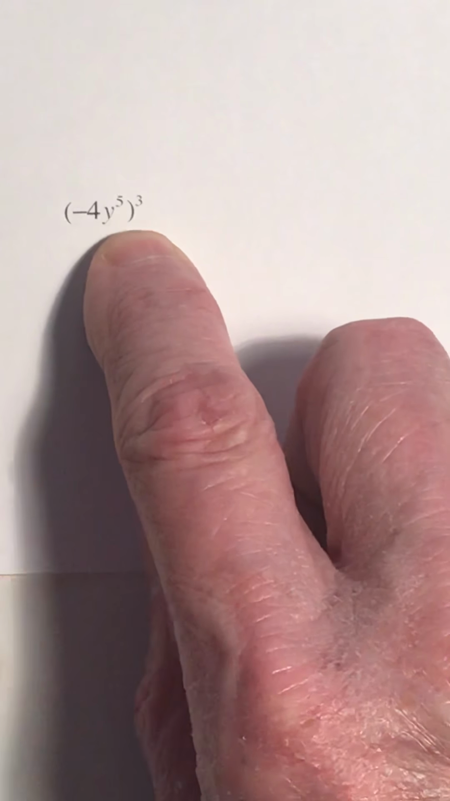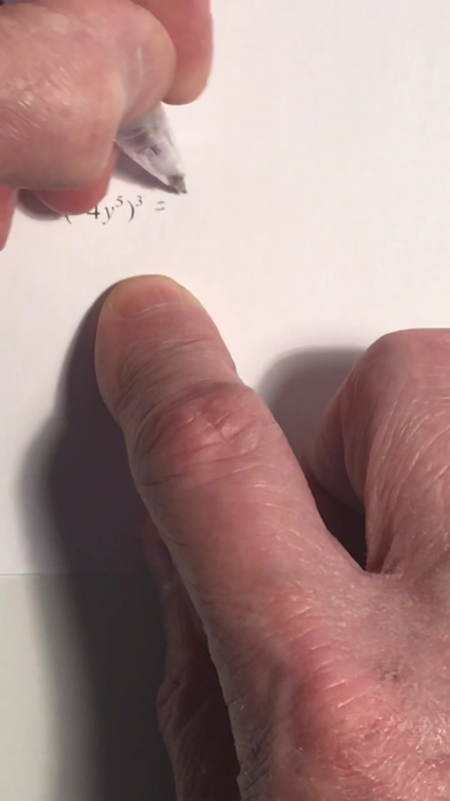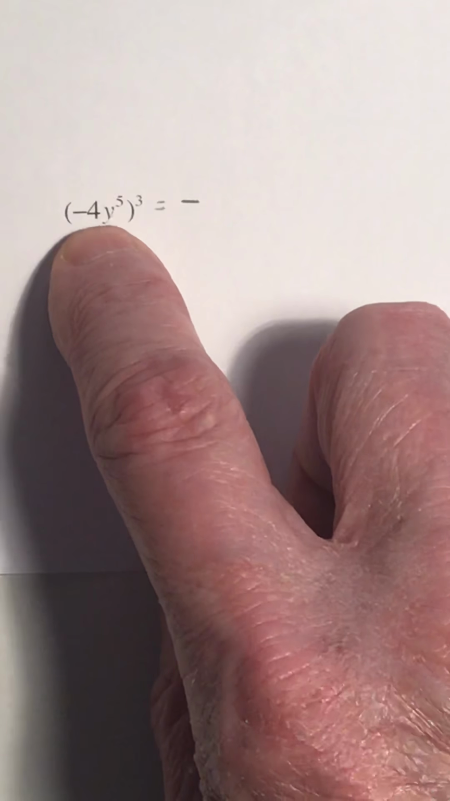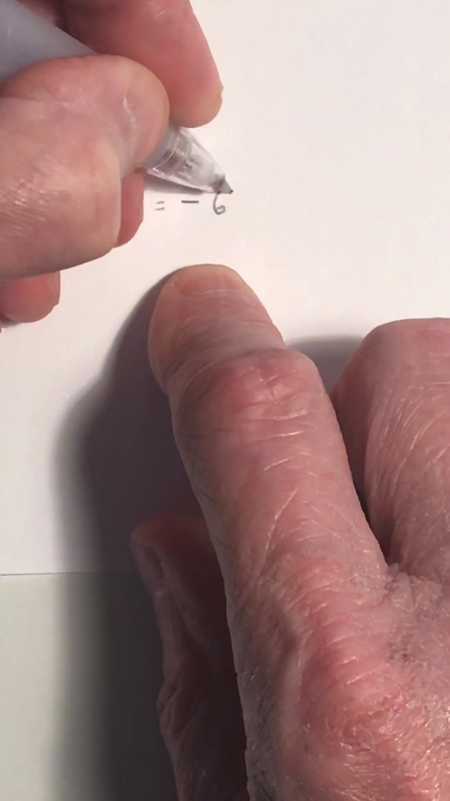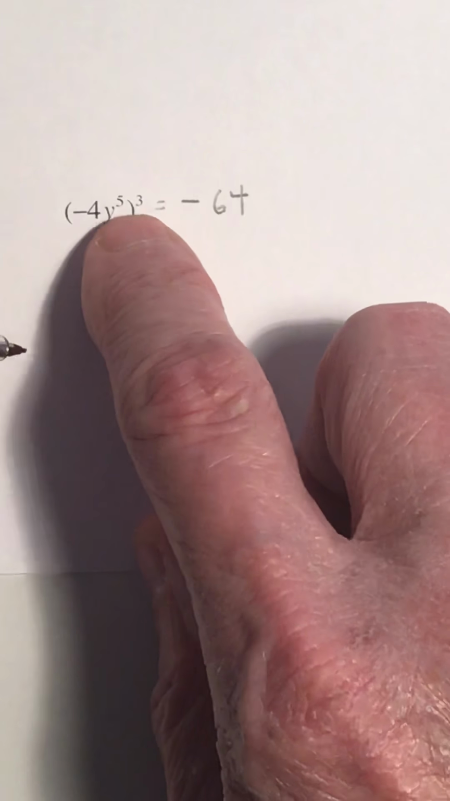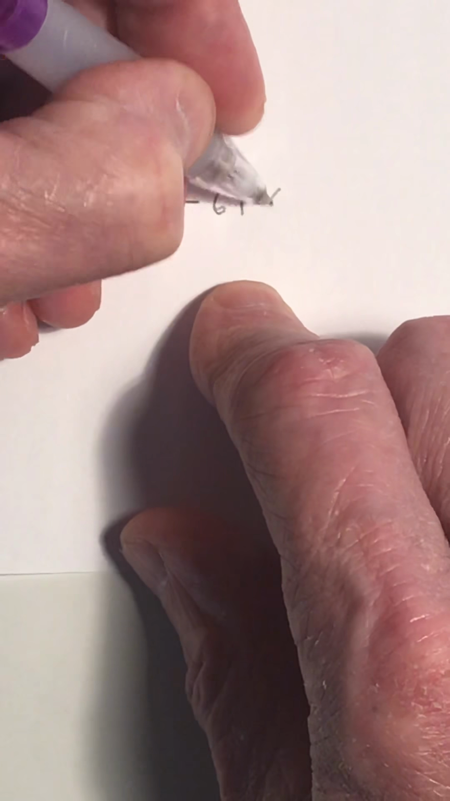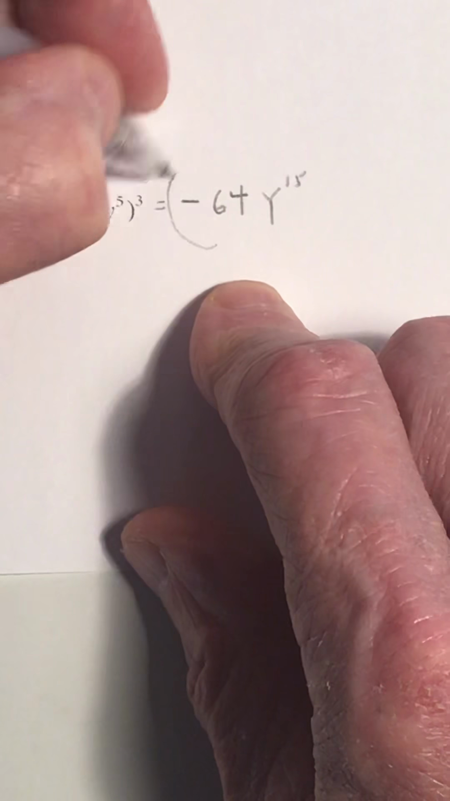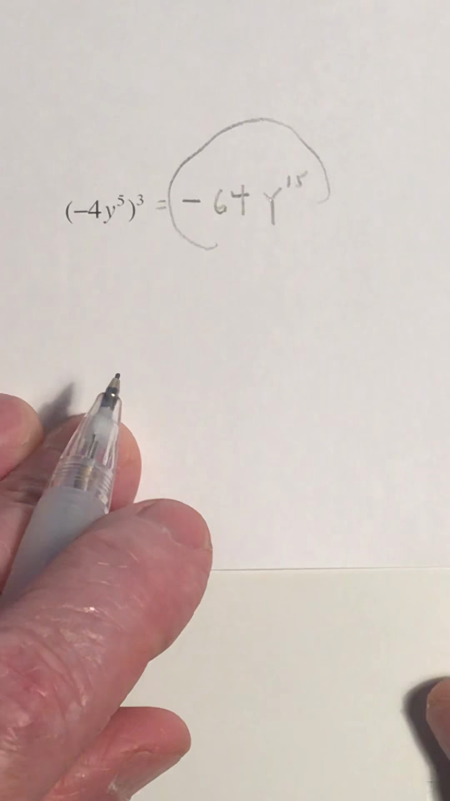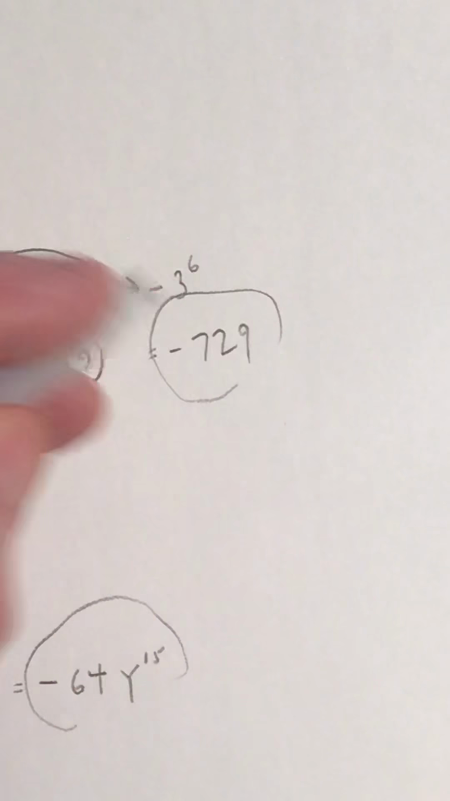It's a negative to an odd power again. So we'll keep the minus sign. And 4 to the third power is 64. And y to the fifth to the third is y to the 15th. All right. I'll go back and make a loop around that.